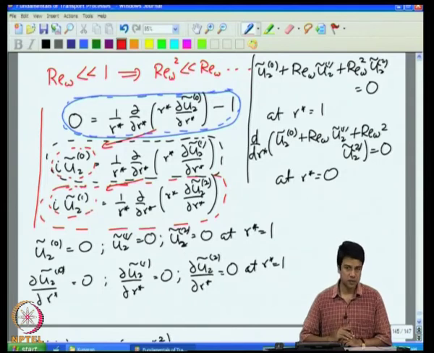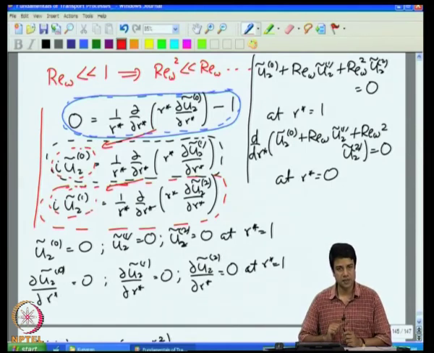However, there are corrections to this due to inertia, and we can calculate systematically what is the correction at order Re omega, the correction at order Re omega squared, and so on. Okay, so, we can calculate each individual correction because we have a series of equations in which, as you can see, the leading order equation contains only u z naught and an inhomogeneous term. The first correction contains a derivative of u z 1 and an inhomogeneous term which is proportional to u z naught.